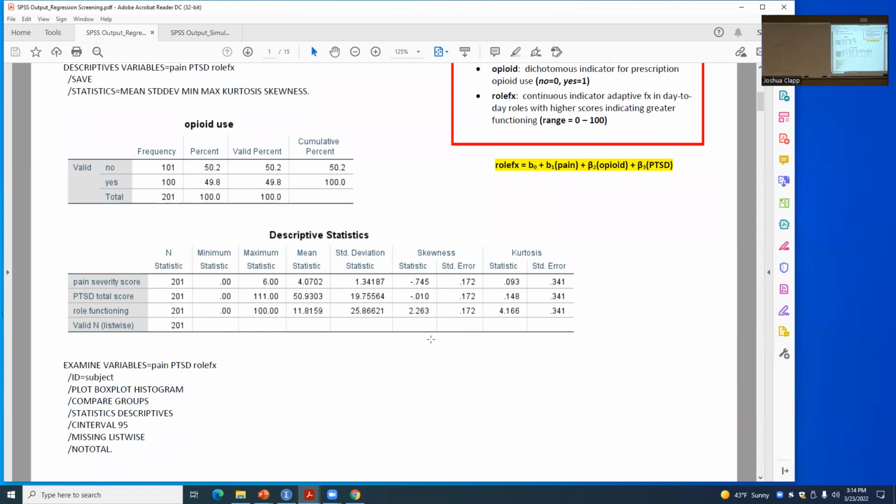Anything going strange with my descriptive statistics here, Allie? Anything strange with the descriptives?